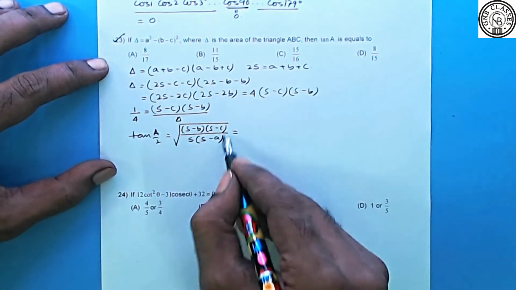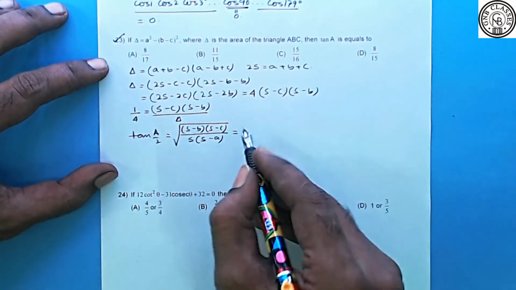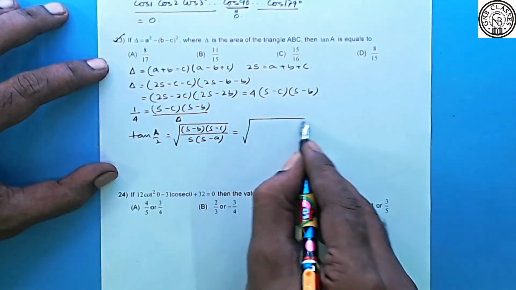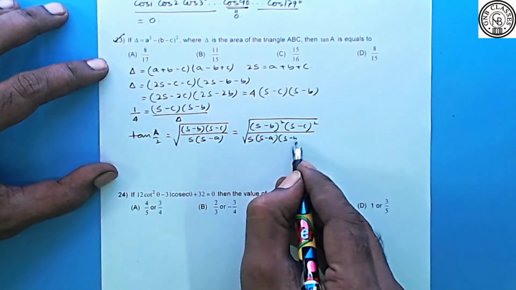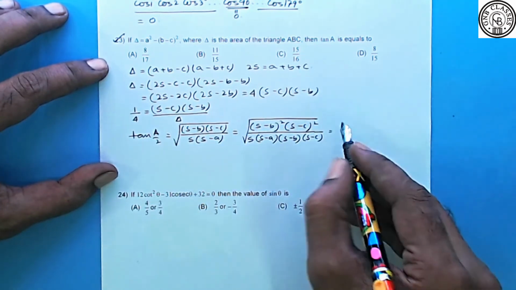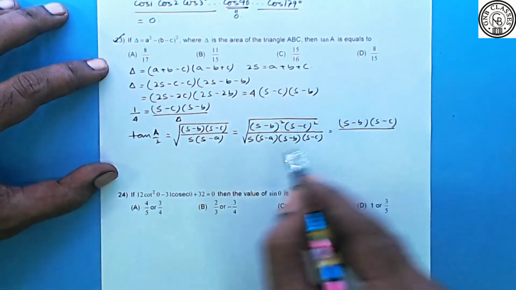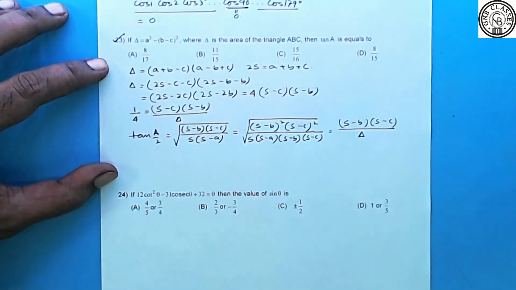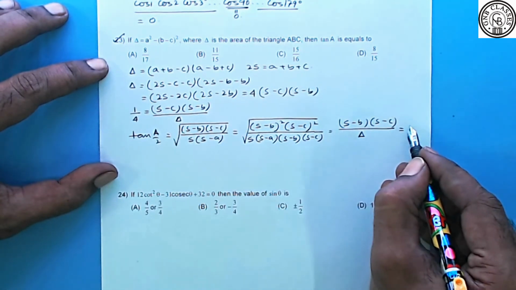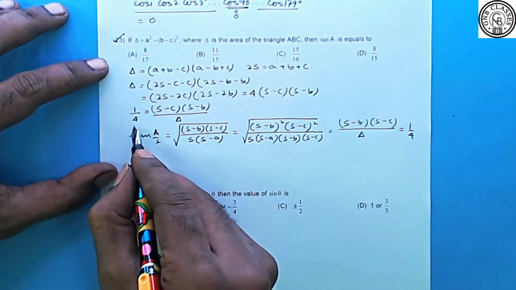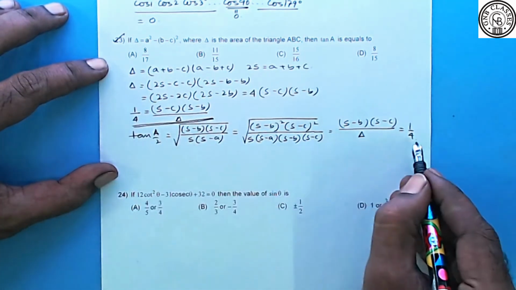Therefore, multiplying numerator and denominator within the root sign with s minus b and s minus c, we are getting, and the denominator will be from Heron's formula, it is del, and that is nothing but your 1 by 4, okay, from this one. It is 1 by 4. Therefore, tan a by 2 is 1 by 4.